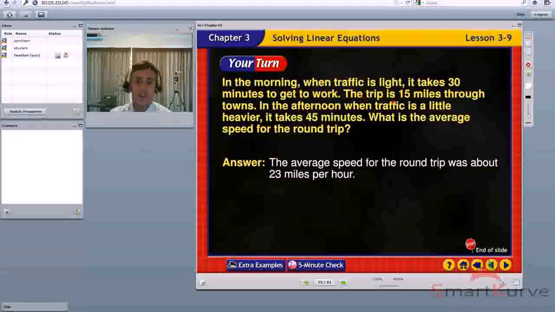In the morning when traffic is light, it takes 30 minutes to get to work. The trip is 15 miles through towns. In the afternoon when traffic is a little heavier, it takes 45 minutes. What is the average speed for the round trip?